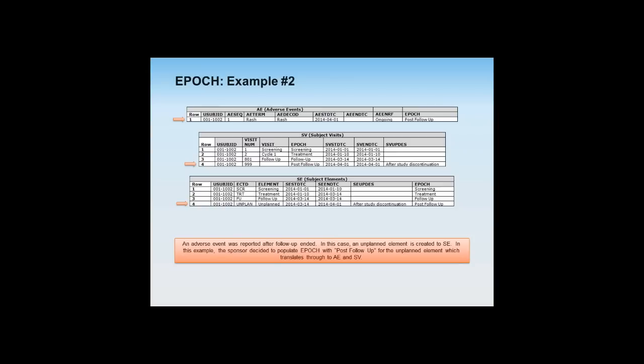And so we decided to handle that by creating an unplanned element in the SE domain, which you see in row number 4, and we provided an unplanned description of after study discontinuation with an epic of post follow-up, and that's what we gave the value in AE. So you'll see the AE record, which occurred after follow-up, and the epic is post follow-up. And that was the best solution we could come up with for that.